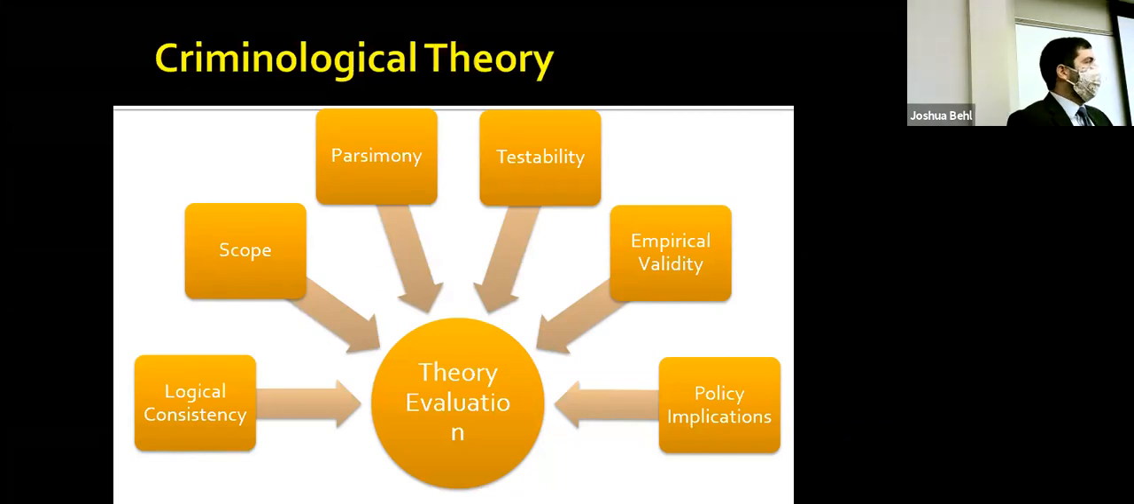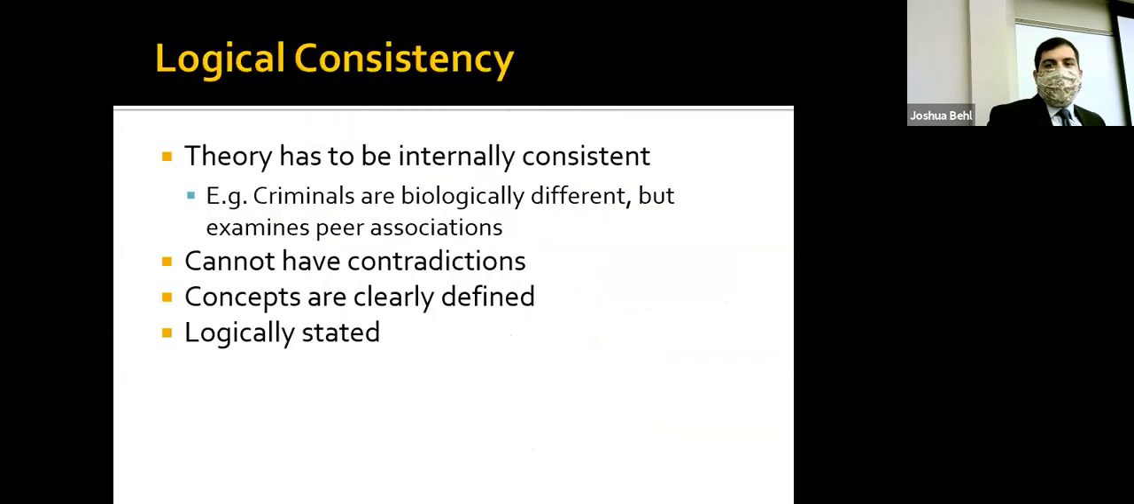We're going to do it briefly because, again, you have this all from the lectures online. So the theory has to be internally consistent. Not only does the theory have to make sense, right, but it has to be internally consistent. So, for example, there's a theory that suggests criminals are biologically different than non-criminals. There's a biological difference that makes criminals criminal. However, if that theory tests it by saying, who do you hang out with? Who are your peers? Do you hang out with other criminals? Does that seem to make sense? Not really. If you're biologically different, who you hang out with doesn't matter.